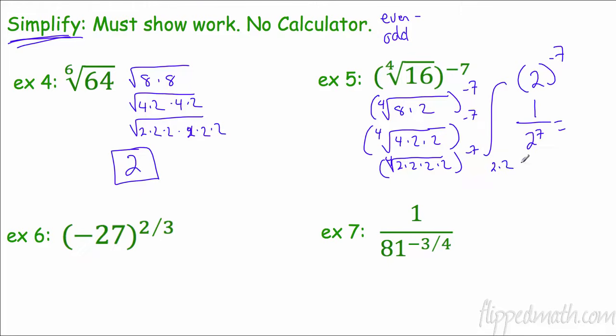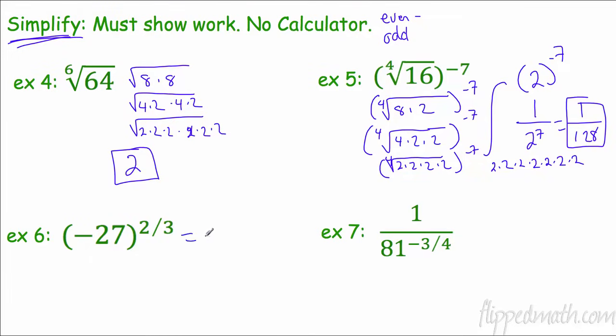2 times 2 is 4, times 2 is 8, times 2 is 16, times 2 is 32, times 2 is 64, times 2 is 128. 1, 2, 3, 4, 5, 6, 7. 1 over 128. All right. Down here, we're going to do negative 27 to the 2/3.